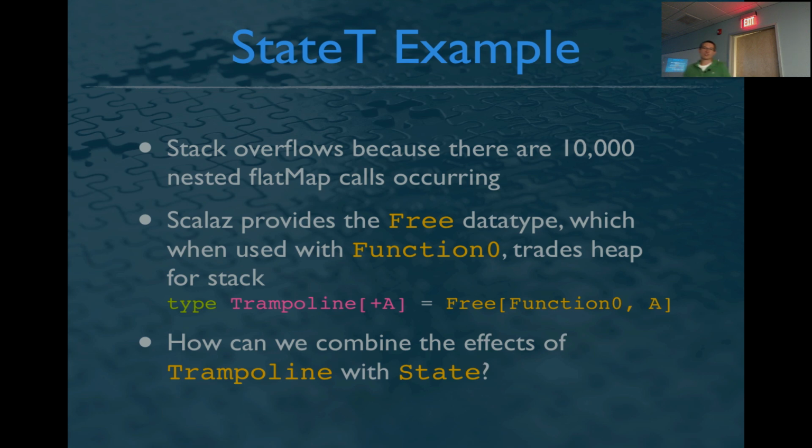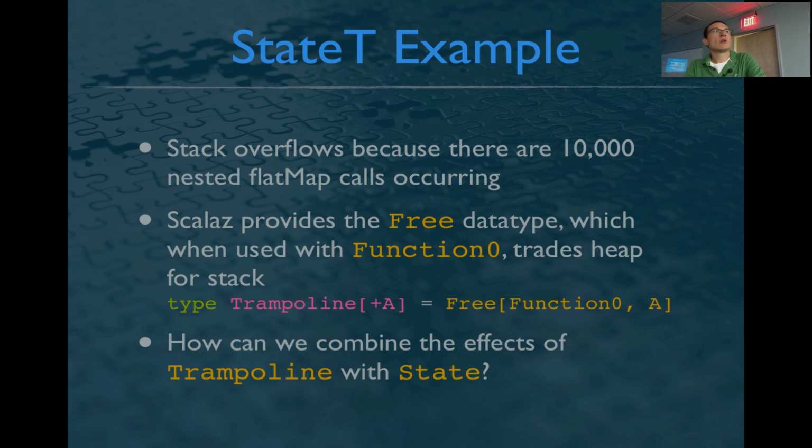So it turns out there's this really interesting data type called free, or the free monad, and it's really a monad transformer parameterized on a particular type. We're not going to get into the details of this, but basically there's this type alias Trampoline, and a Trampoline is really just Free with the type function Function0. I shouldn't say monad transformer, that's not true.